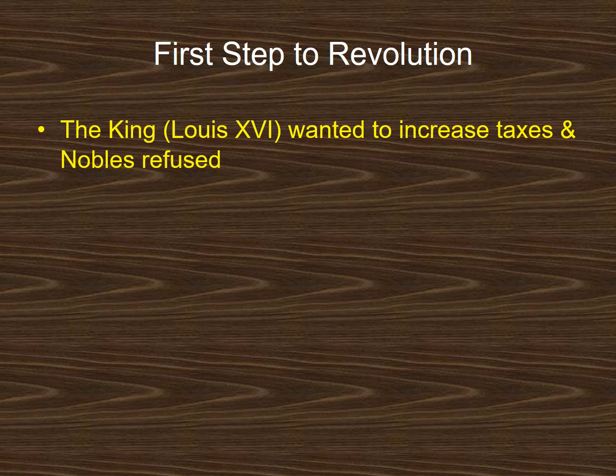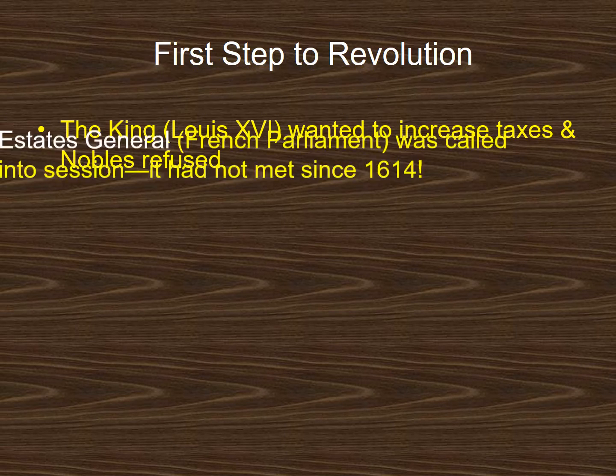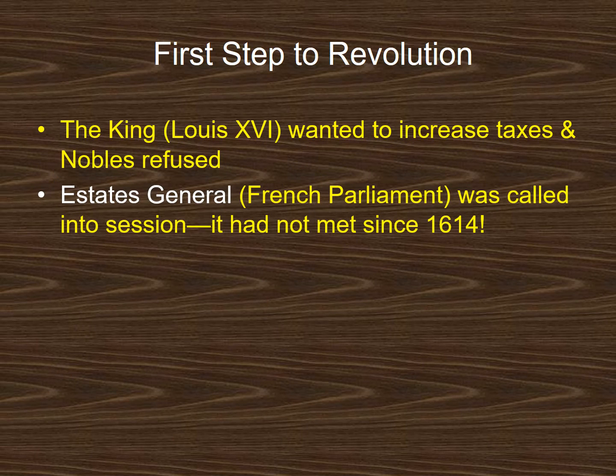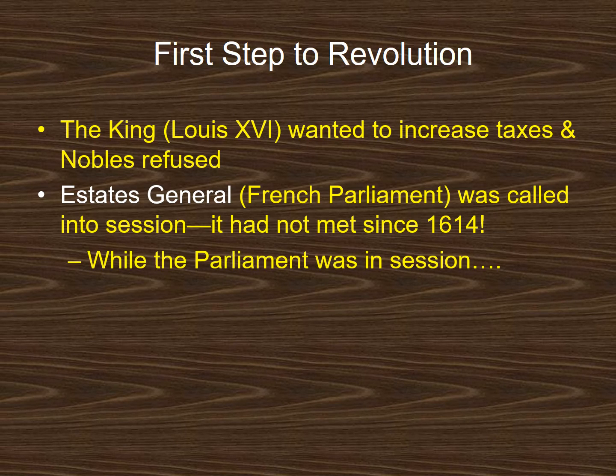The king responded by calling into session the Estates General. That was the name for the French Parliament, demonstrating how dysfunctional the French political system had been for a while. The French Parliament hadn't even met since the early 1600s. As members of the Parliament were in session, events that took place outside of their deliberations had an impact on the nation.